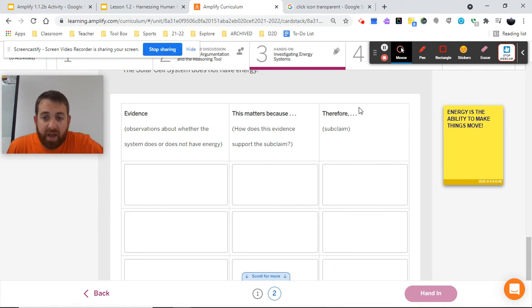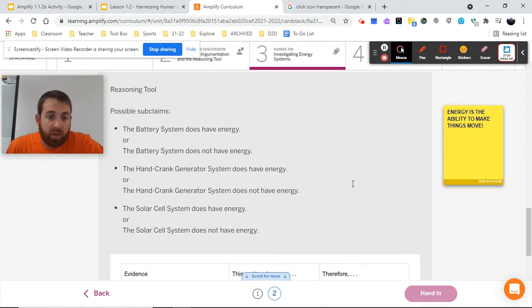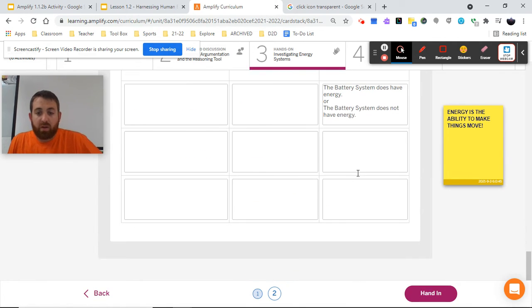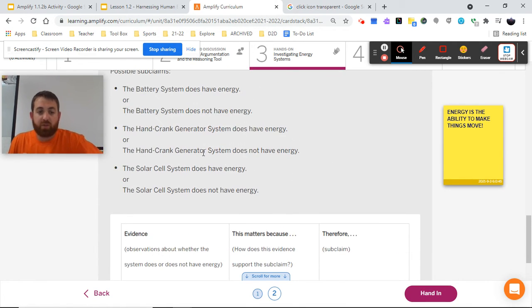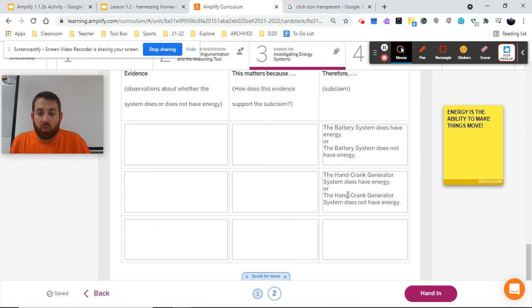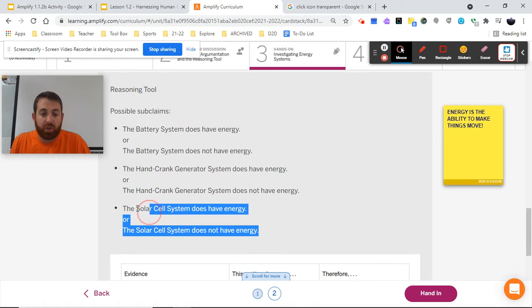So let's first take a look at some possible claims. If you scroll above the reasoning tool, you'll see possible claims for each of our different systems. The battery system does have energy, the battery system does not have energy, the hand crank system has energy, does not have energy, and the solar system has energy and does not have energy. And your job is to use one of these claims in the subclaim section. We should have evidence, hopefully, that supports one of those claims for all three systems.